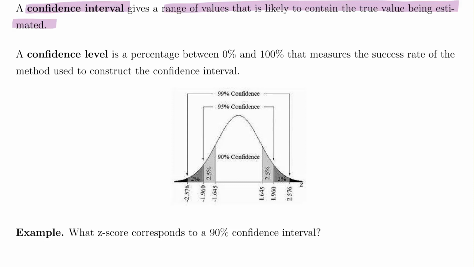Now, our next definition is confidence level. The confidence level is a percentage between 0 and 100% that measures the success rate of the method used to construct the confidence interval.